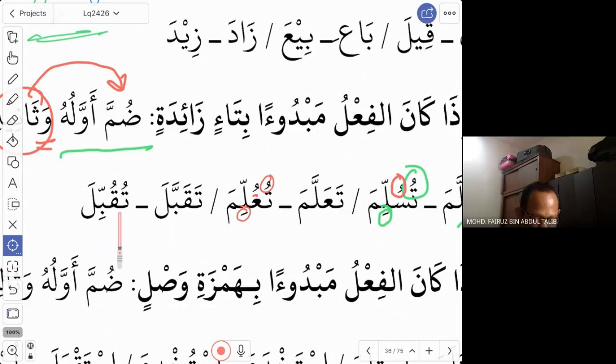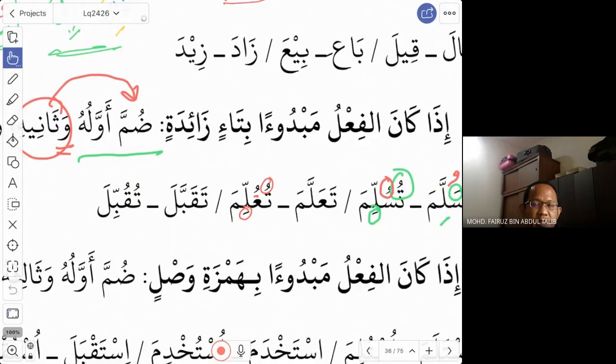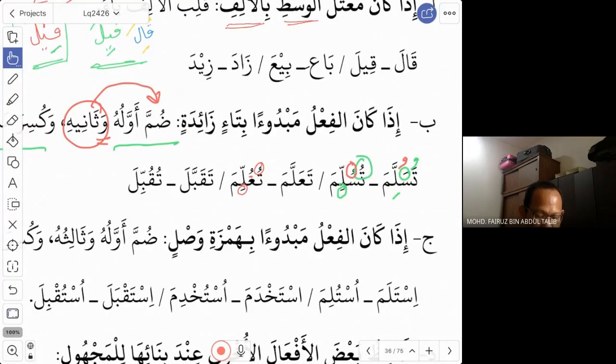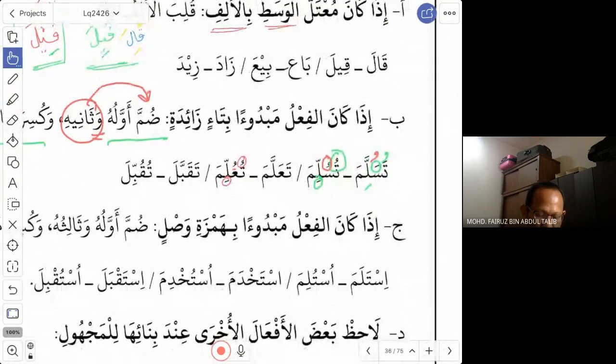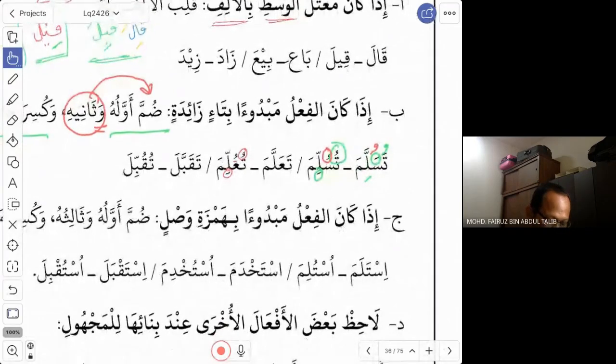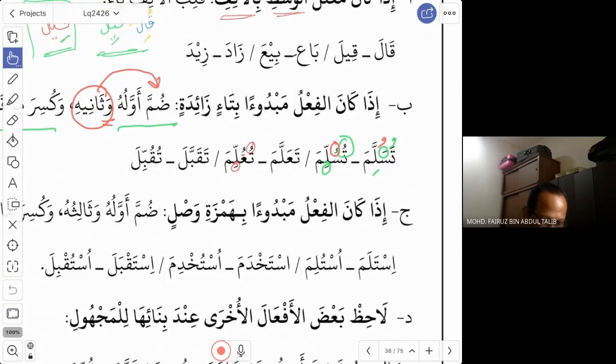Okay, so this is the passive voice. Again, the rule is similar: dhamma and kasra. In the middle, the second letter, you just put another dhamma. Tuqabbila. So this is another variation of the fi'il mabni lil majhul, but the original rule is still applied. Look at Jim. Jim is still similar. The original rule is still applied. Jim here is a different fi'il.